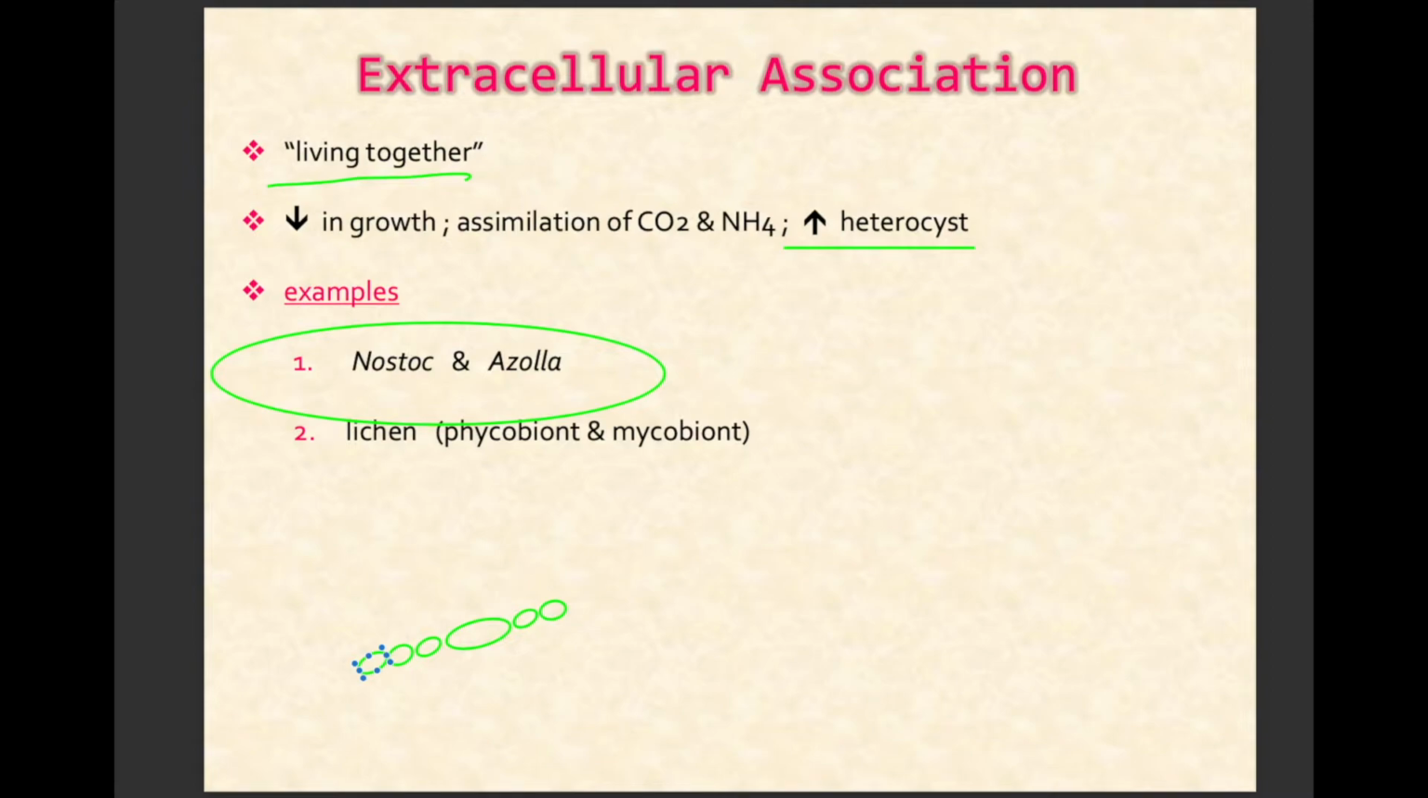Your Azolla, these are mosquito ferns, or generally the aquatic ferns that we have. So in terms of their extracellular symbiosis, your Azolla, your aquatic ferns, provide shelter, while your Nostoc provides nitrogen storage for your mosquito fern or your aquatic fern. So that's how they benefit from each other.